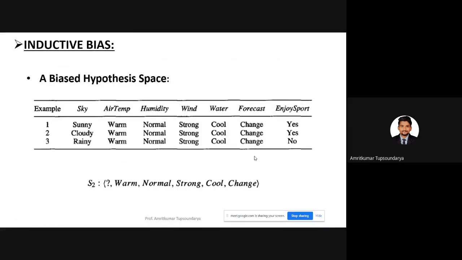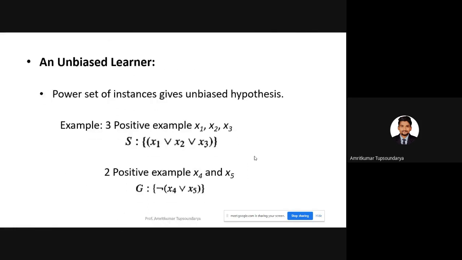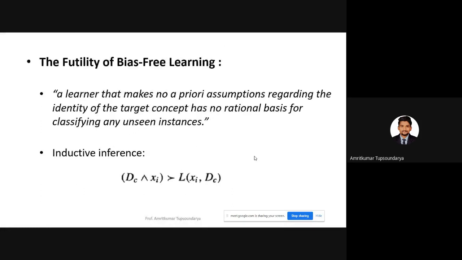We also discussed the inductive bias, one of the important concepts: what inductive bias is and how it plays a role in arriving at the value of the target concept function. We took an example, a simple instance, and discussed how an unbiased learner can be made use of by making a power set of the instances. We discussed a few examples with respect to that, and then the futility of the bias-free learning algorithm.